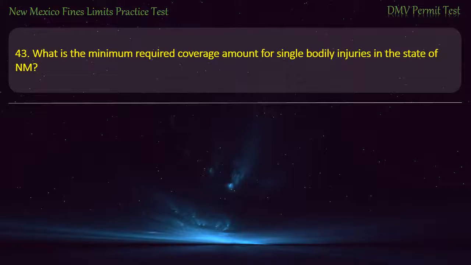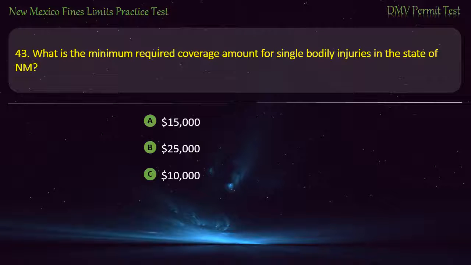Question 43. What is the minimum required coverage amount for single bodily injuries in the state of NM? $15,000, $25,000, $10,000, $20,000. Answer. $25,000.